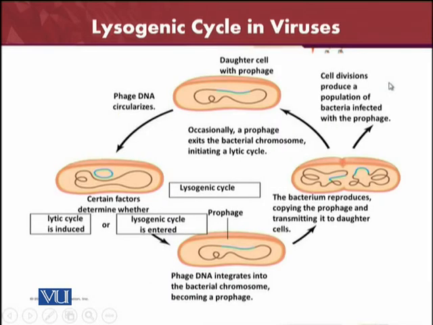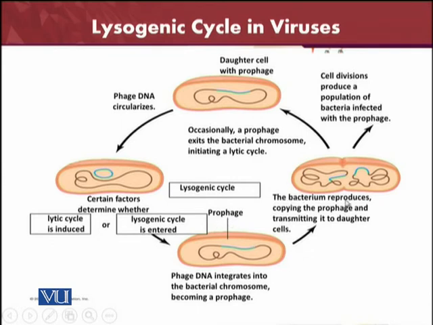Similarly, there are also some other ways to show the lysogenic cycle. We can also see the difference between the lytic cycle and the lysogenic cycle. Here is the lysogenic cycle, and then the lytic cycle can also be introduced. In the lysogenic cycle, the phage DNA integrates into the bacterial chromosome and becomes a prophage, the dormant phage.